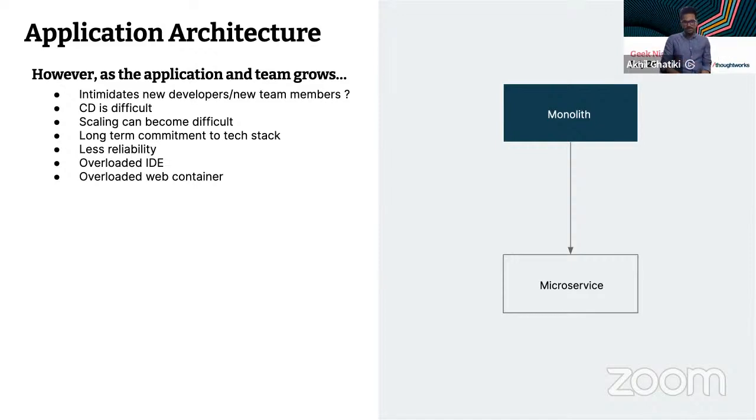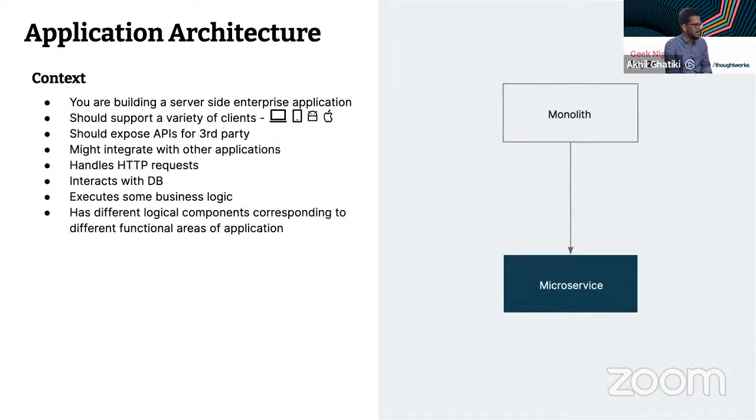And then overloaded web containers. Obviously, when you're deploying such huge WAR files, your container might sometimes get overloaded, and a lot of memory leaks would come up, and you have to again start allocating more memory for your containers.